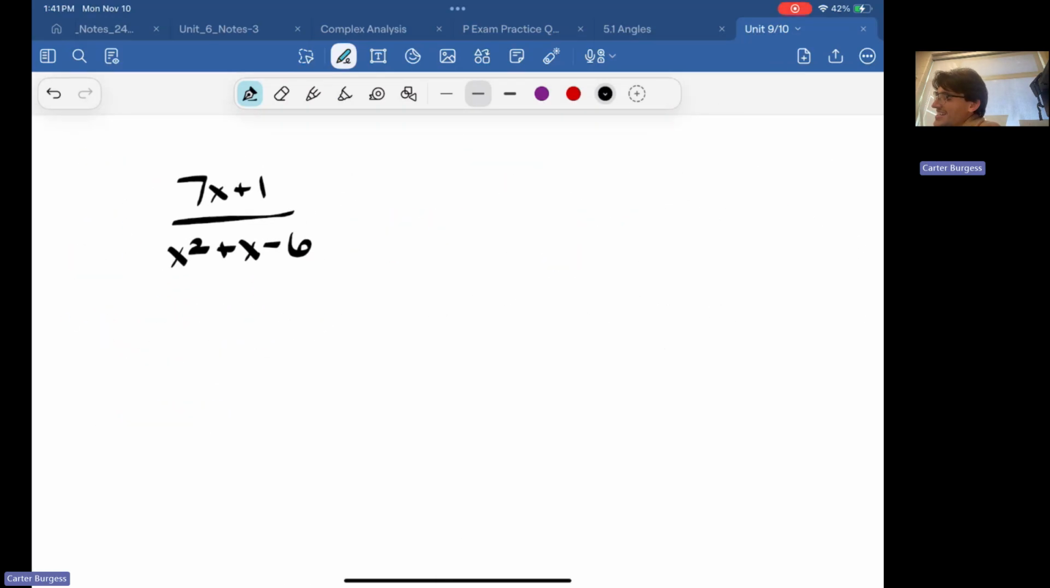So we are going to establish first the factored form of the denominator. What are two numbers that multiply to make -6 that add to make 1? 3 and -2. So this is 7x plus 1 over x plus 3 times x minus 2.